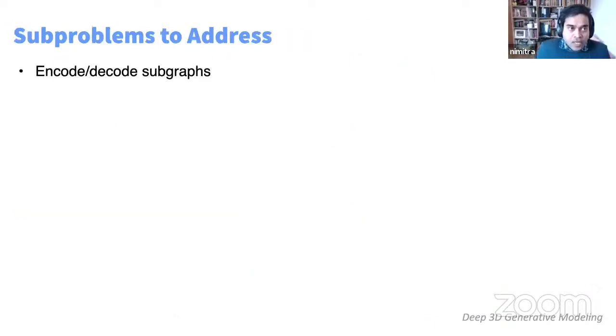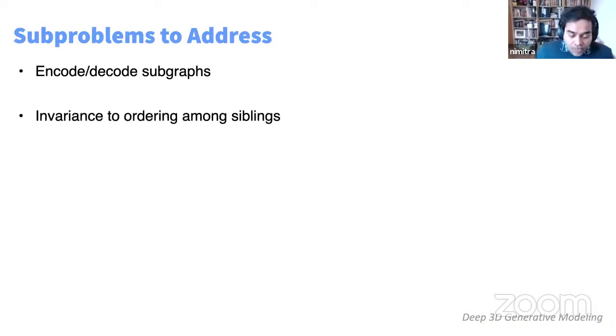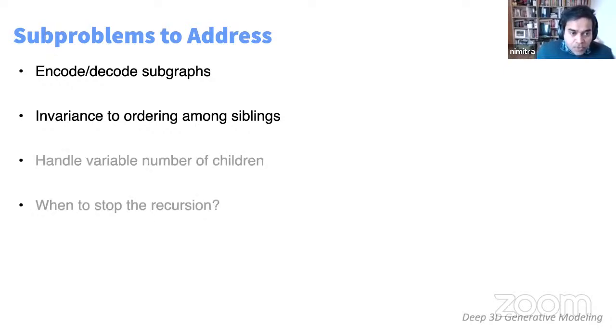To summarize or repeat them, we have to encode and decode subgraphs. We have to have invariance with respect to ordering of the siblings. And we have to handle a variable number of children, and we have to stop the recursion. So I will primarily focus on the first 2 aspects here.